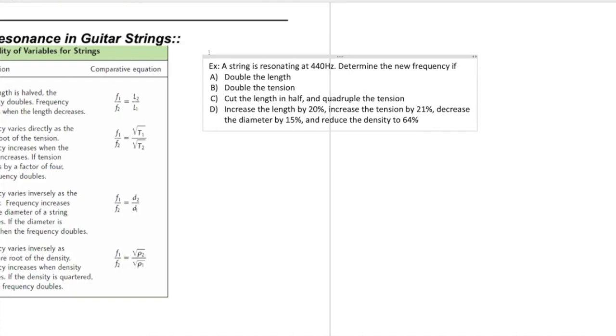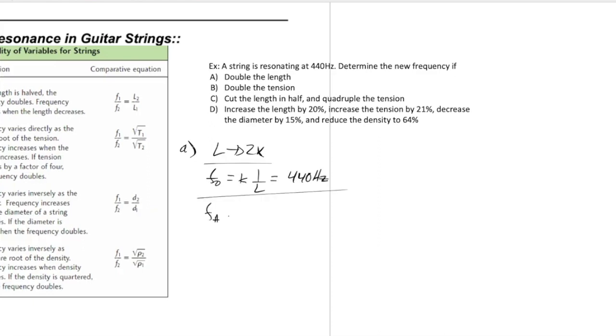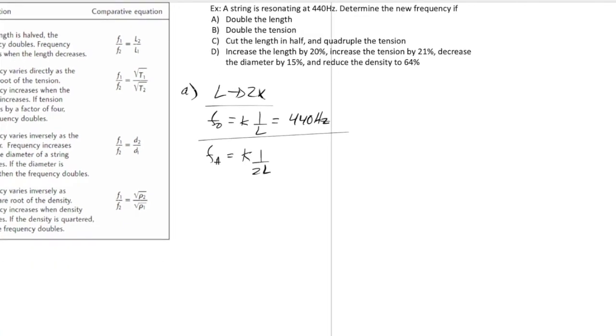Let's start off with our first one, part A. With part A, its length is 2 times. We start off with our default, F naught. Since we're only dealing with length, that's equal to K times 1 over L, and that's equal to 440 hertz. The frequency in part A is, we double the length, so that's K times 1 over 2L. I'm going to bring this 2 out front, so that becomes 1 half, because remember the 2 is in the denominator, and we get K times 1 over L. What you should remember from early on in the semester is that whole pretty blue box business. I don't know what K is, I don't know what L is, but I do know the combination of all of these things is equal to 440. So this becomes half of 440, which is 220 hertz.